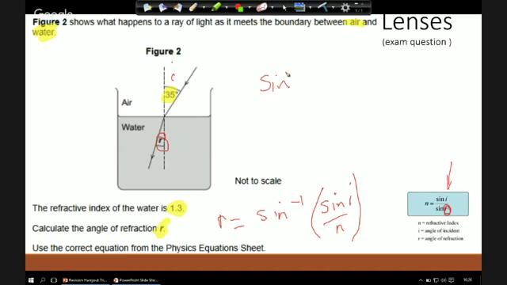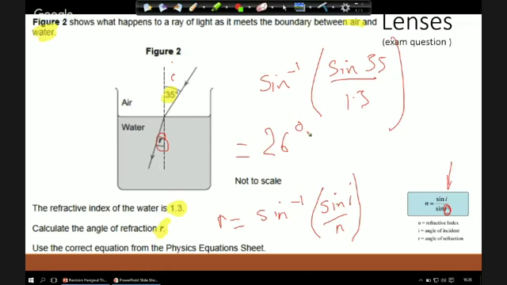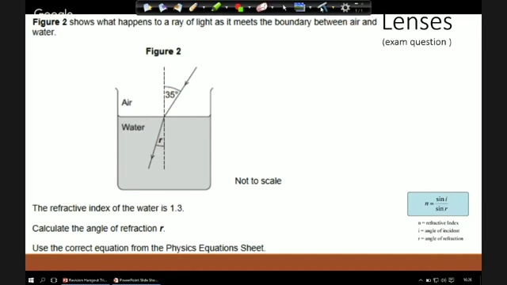So it's going to be sine to the minus 1 of sine of 35 over 1.3. And just in your calculator, do sine of 35 first, divide that answer by 1.3, then with that answer, take the inverse sine of that. We should find that that gives us an answer of 26 degrees. I've just rounded it off to a whole number because it gives us the other angle in a whole number as well. If afterwards you want to go back and retry the questions, just pause it and go back to the start.